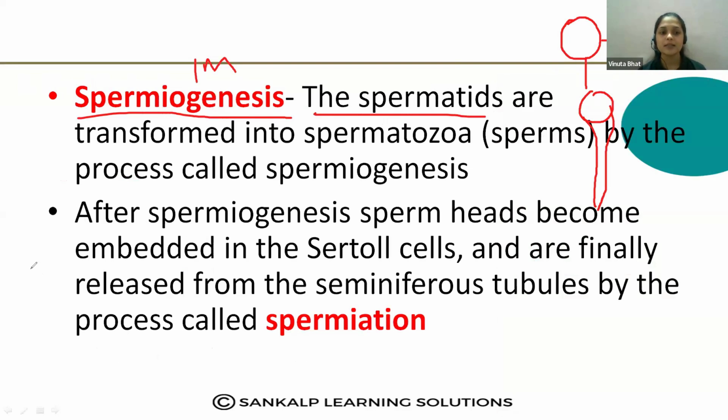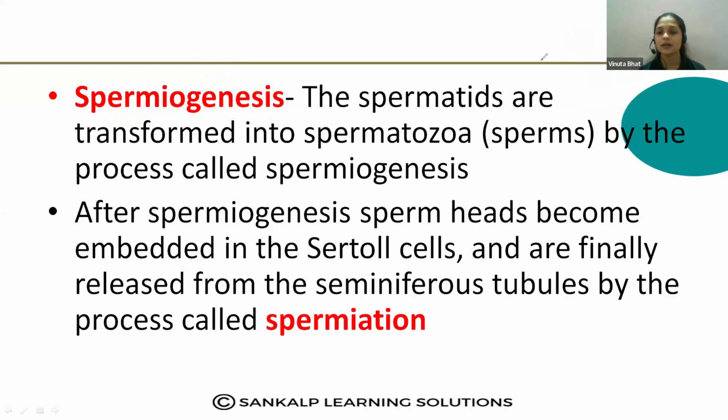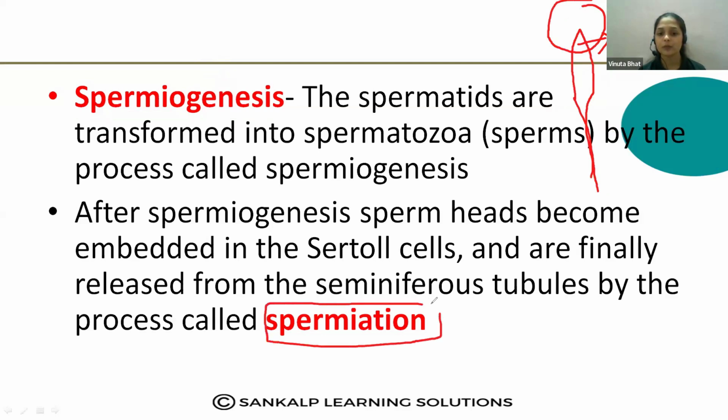And after this spermiogenesis, you can observe the structure of sperm like this. This is called as a head part. So this head part is embedded in the Sertoli cells inside the seminiferous tubules, and that is finally released from the seminiferous tubule by the process called spermiation. So this is also very important.